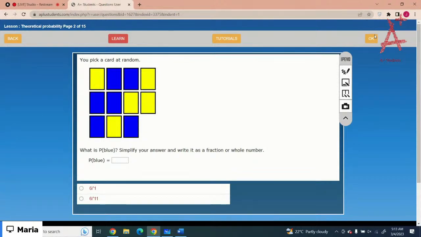You pick a card at random. What is the probability of blue? Okay, how many cards are there in total? 1, 2, 3, 4, 5, 6, 7, 8, 9, 10, 11. There are 11 cards in total. Out of the 11, how many of them are blue? 6 of them are blue. Got it? That means the probability of blue is 6 over 11.